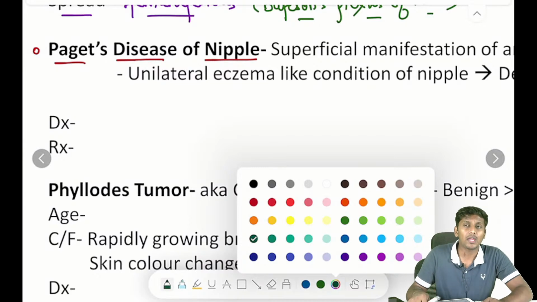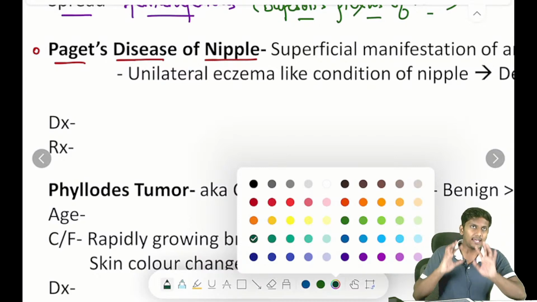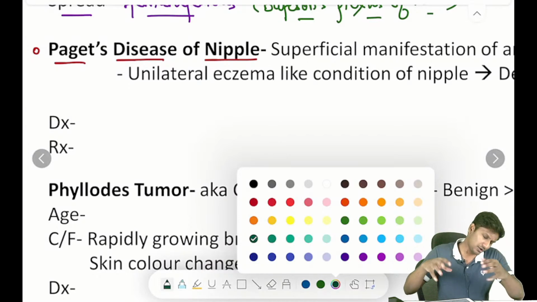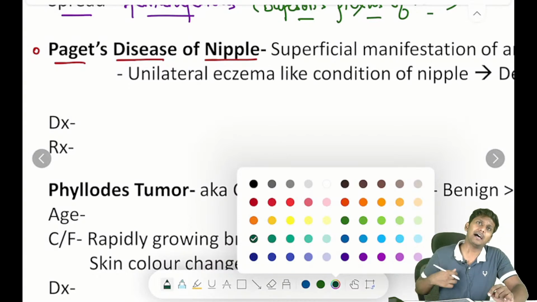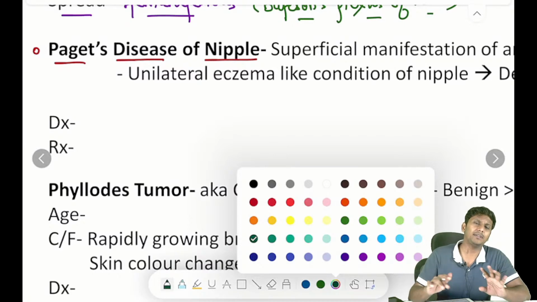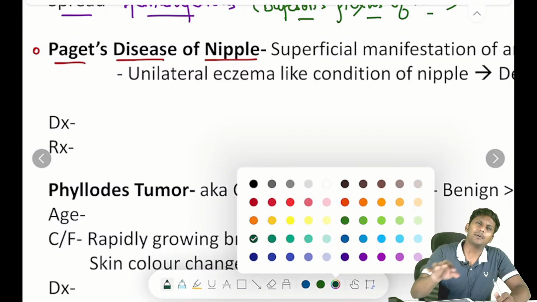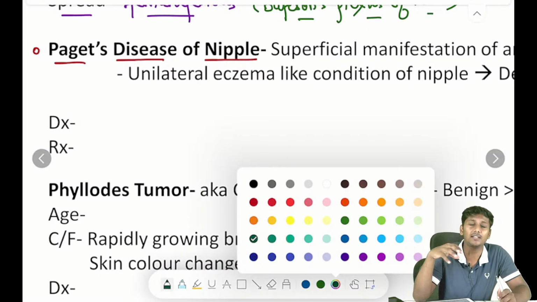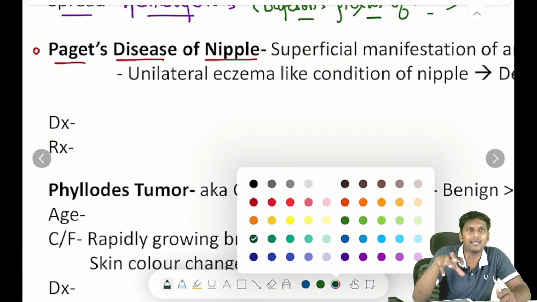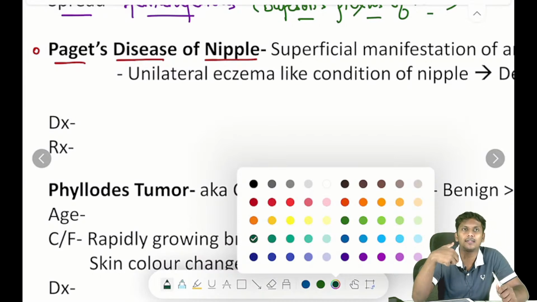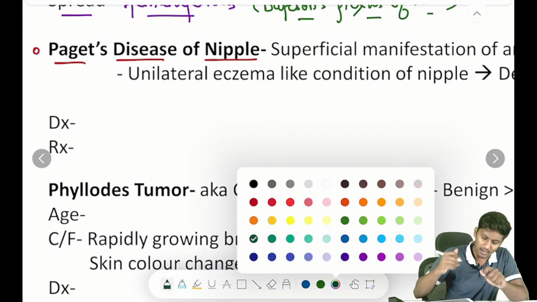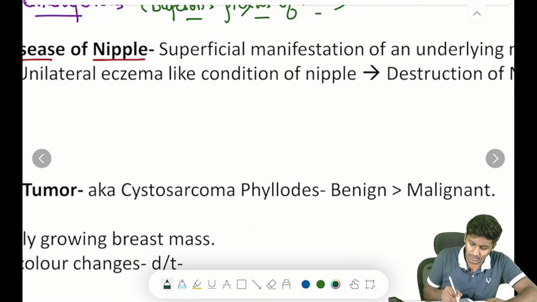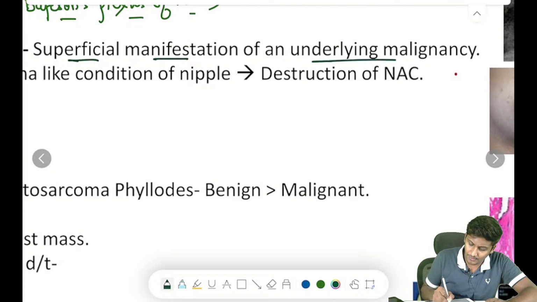What is the meaning of this term? Somewhere in the patient there is breast cancer, which you may not be able to feel, and the patient has no symptoms, but what is visible outside? Paget's disease of the nipple. That means if the patient has Paget's disease of the nipple outside, there is definitely breast cancer. If the patient has Paget's disease of the nipple, that is sure-shot confirmation of an underlying malignancy. Whether the patient has symptoms or not, you have to check for breast cancer in that patient. So please remember, Paget's disease of the nipple is a superficial manifestation of an underlying malignancy. It will only happen if the patient has an underlying cancer.